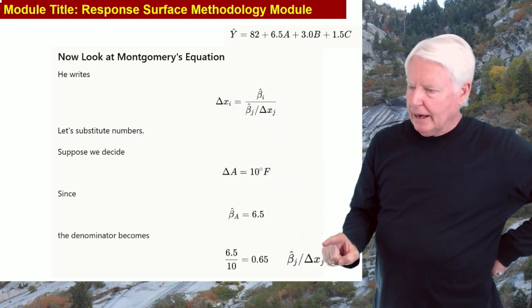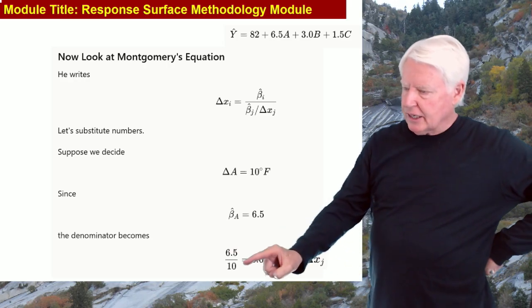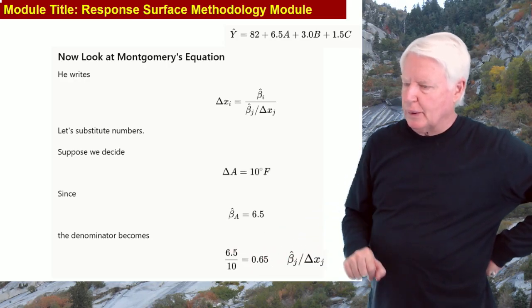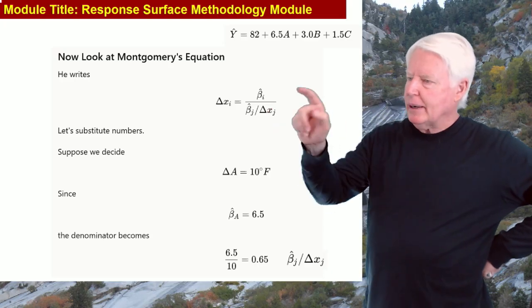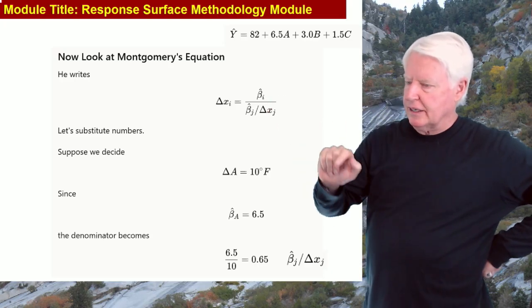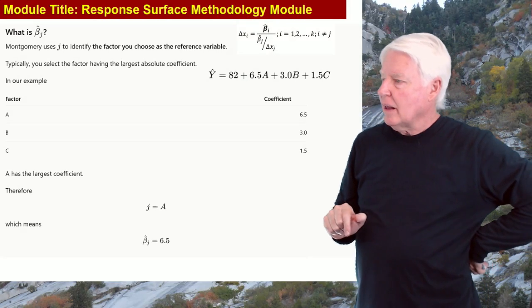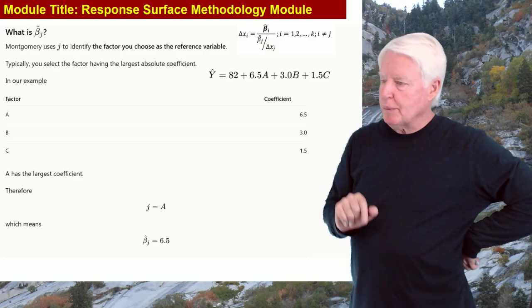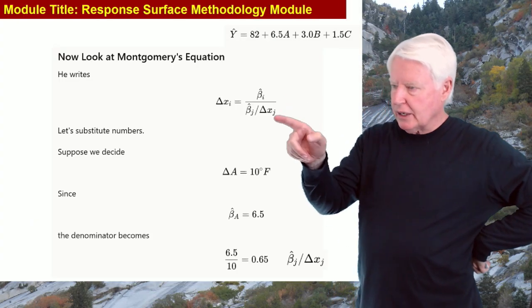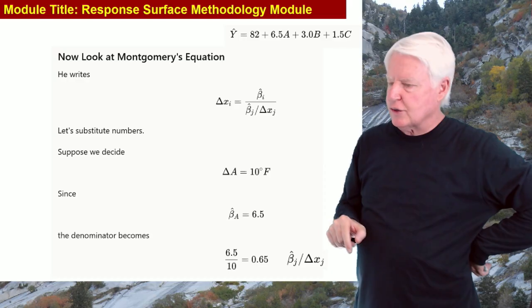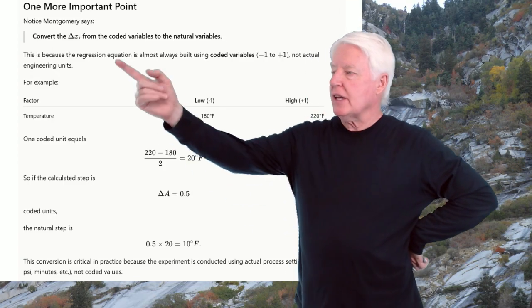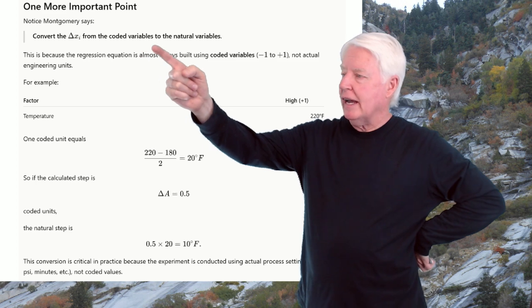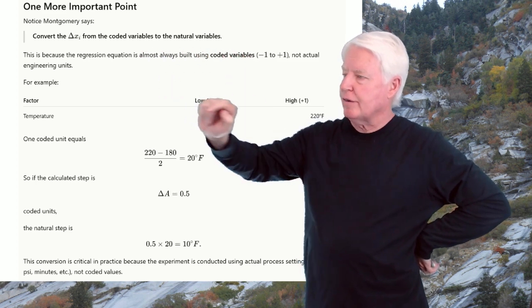Beta j divided by change in xj is 6.5 divided by 10, which is 0.65. So we have the denominator solved. Now we just have to put in the other coefficients, which were 3 and 1.5, and see what the change in x is for those. That's where we're headed. Notice Montgomery says to convert the change in xi from the coded variables to the natural variables.